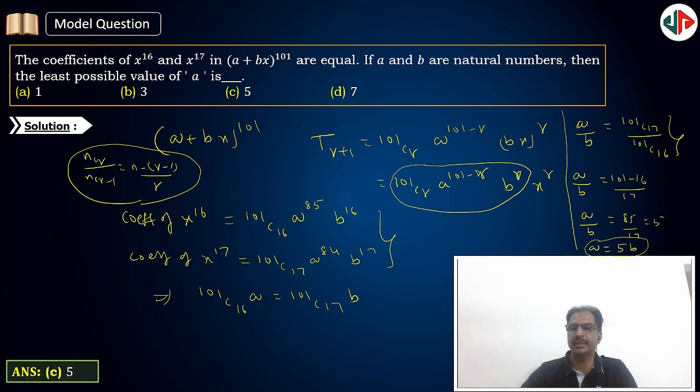See, given that A and B are natural numbers, A will be least when B is least. What is the least value of B? 1. So what is the least value of A? 5. Option C is correct.